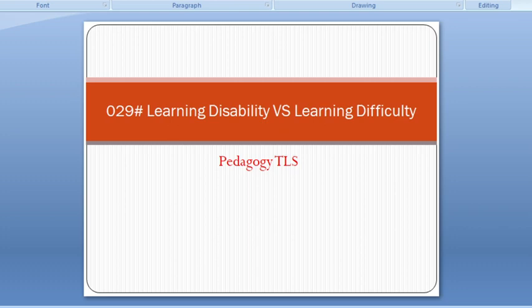Today I'm going to share the information about learning disability versus learning difficulty in Pedagogy lesson 29. These two terms are quite different from each other, but there's a misconception, especially among parents. So I'm going to share the information and differentiate it in a very simple way, in a broader concept that you can easily understand and share the information correctly.